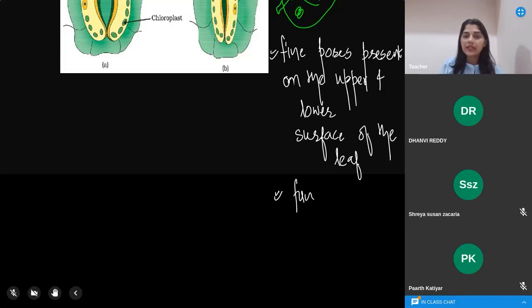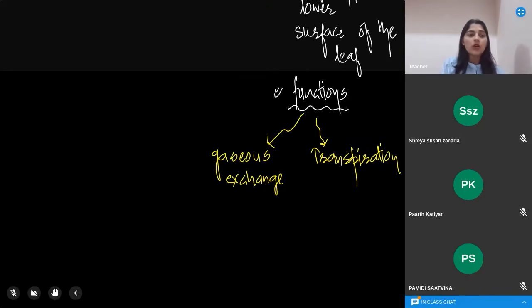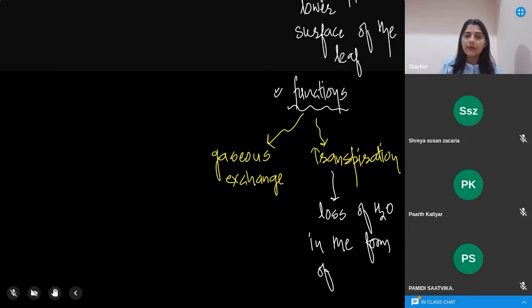Function? Yes, ma'am, they'll take in sunlight. Can we say they will be doing exchange of gases? Yes, ma'am. Gaseous exchange, and what else? And transpiration. Very good. They will be doing transpiration also. Transpiration is the loss of water in the form of vapor. Very good, everyone. You all have answered correctly.